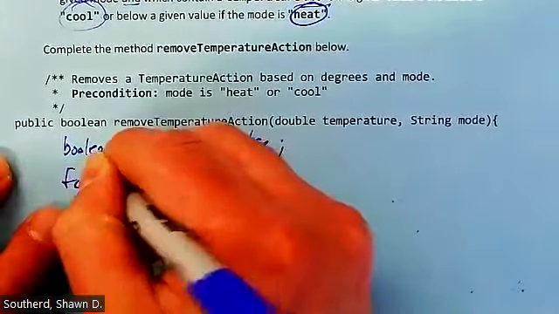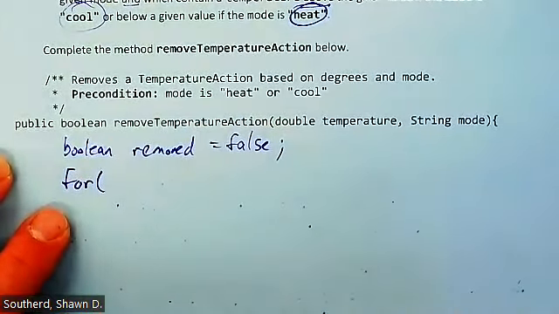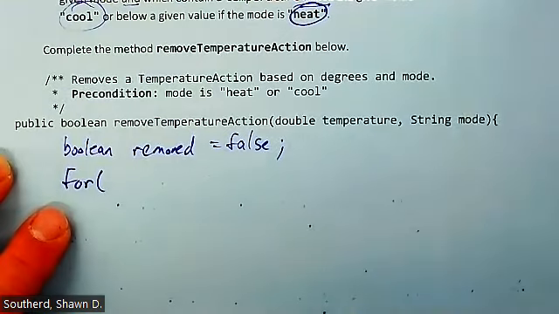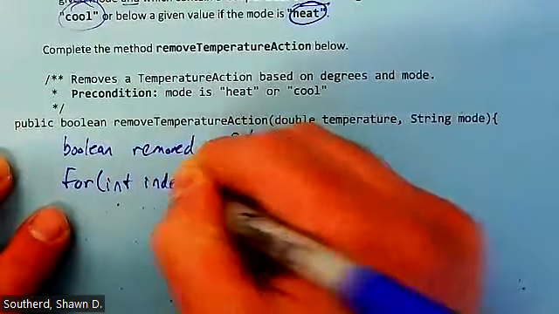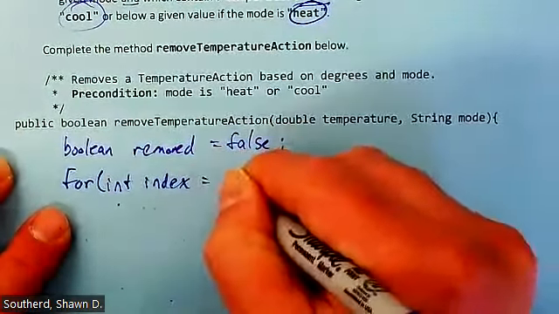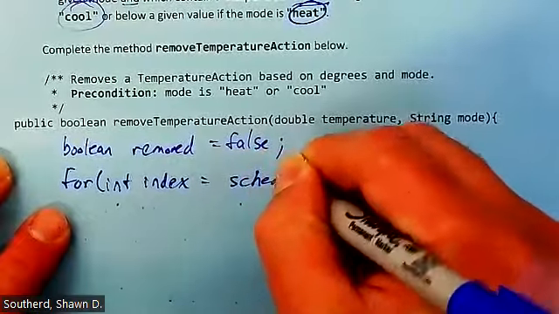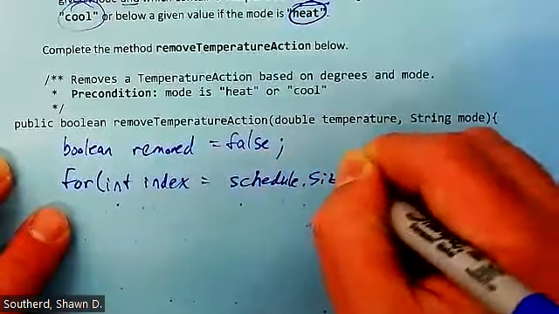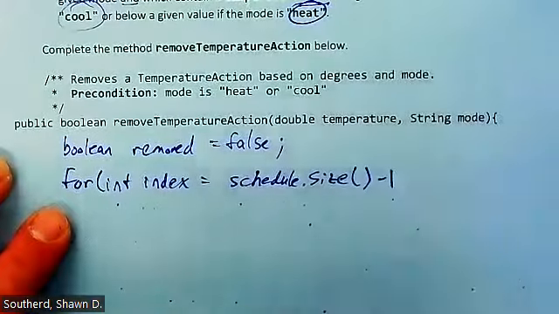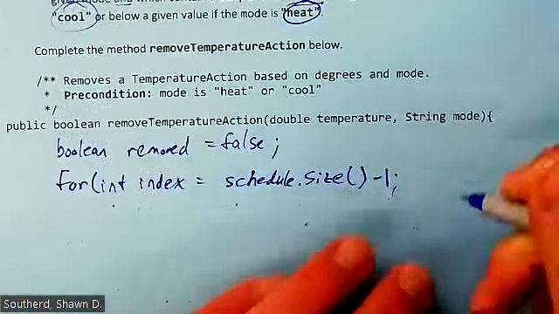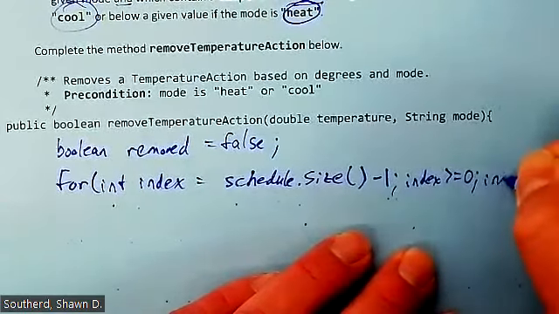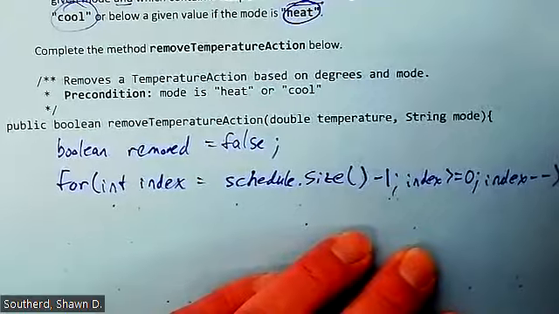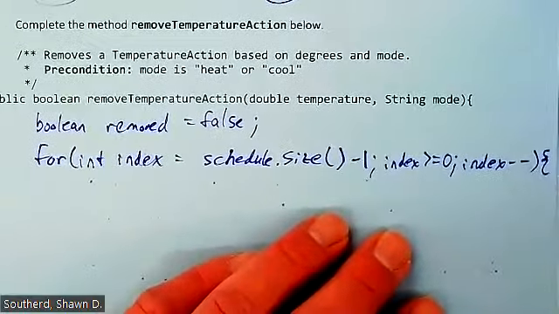I'm going to start that for loop. My advice to you is whenever we're removing items from a list, work from the back of the list to the front, and then you won't have a problem where you skip any elements. So I set int index equal to the schedule dot size, and keep in mind we start counting from 0, so you have to subtract 1 from that. We're going to keep running this as long as the index value is greater than or equal to 0, and then we need to do the decrement at the end. So I'm going to set up that for loop.